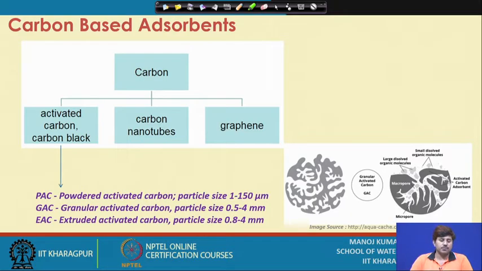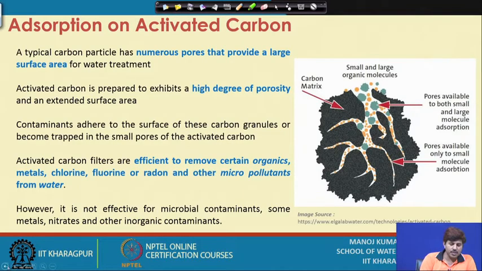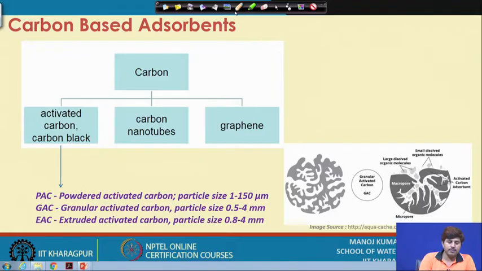Among the carbon-based adsorbents, there are activated carbon, carbon black, carbon nanotubes, and graphenes. Activated carbon is the more popular, and we have various grades and types of it. There is PAC, powdered activated carbon, with a particle size of 1 to 150 micrometer. There is granular activated carbon, which is in a granular shape, a little larger, 0.5 to 4 millimeter. And there is extruded activated carbon as well, which could have a size of 0.8 to 4 millimeter.